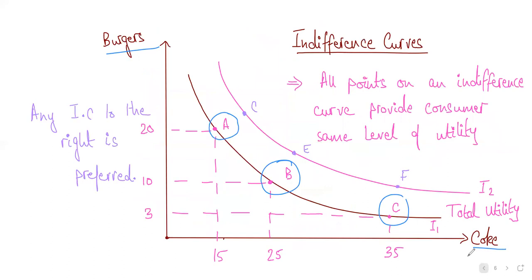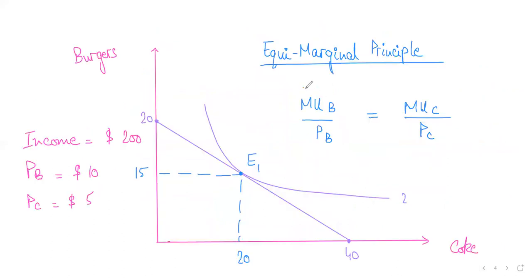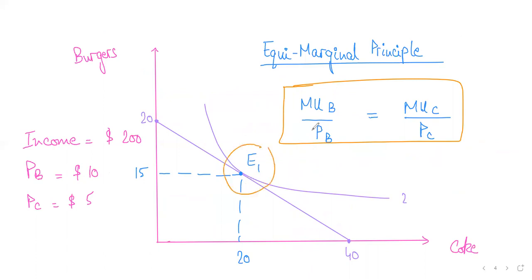Now, coming back to the equimarginal principle that we wrote over here. So what is this equimarginal principle? Let's look at this one more time. The equimarginal principle is a mathematical formula that shows what holds true at the equilibrium point, at the consumer equilibrium point. And what is this showing us? It shows marginal utility of B divided by price of B is equal to marginal utility of C divided by price of C.